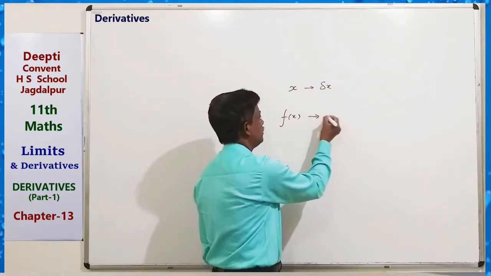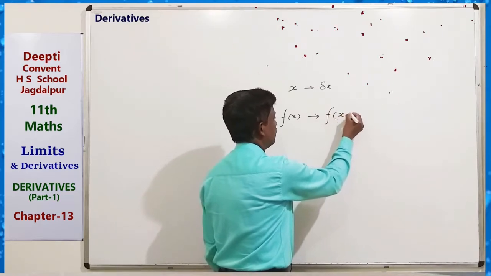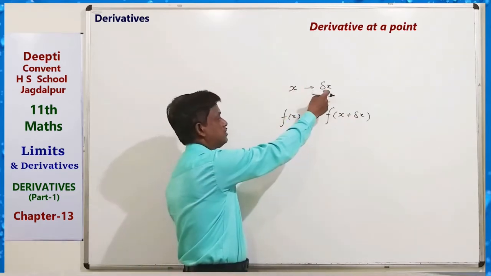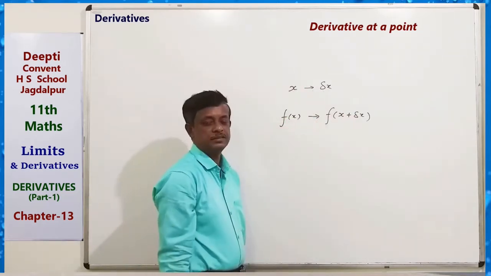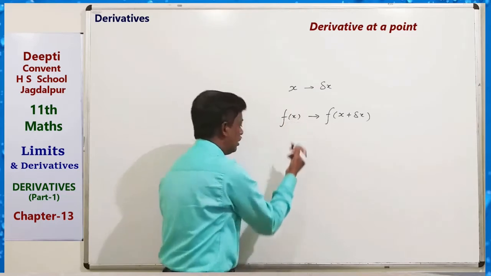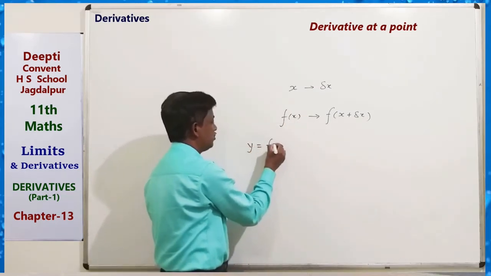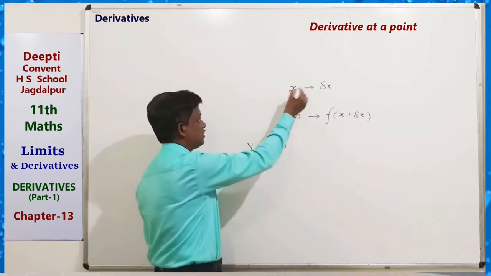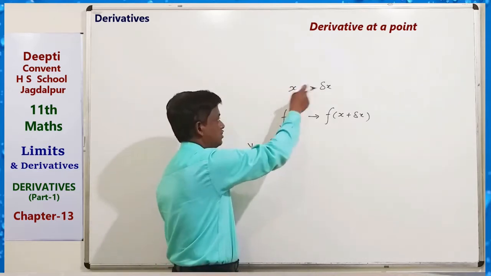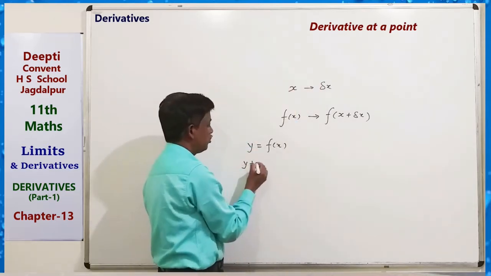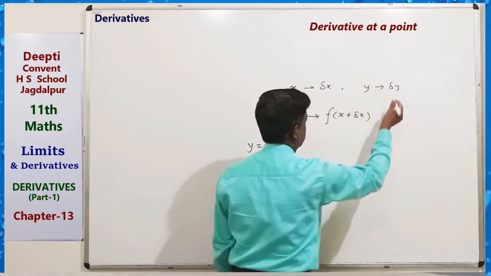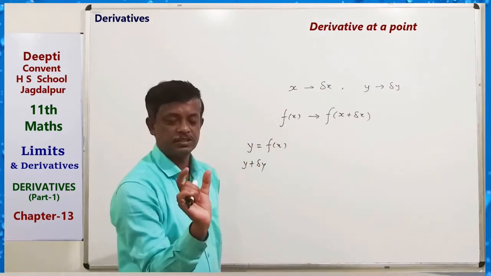Then what will be the change in f(x)? The corresponding change is this: the change in x, and the change in f(x), like this. Clear? Also, we can write y equals f(x). If there is a small change in x, delta x, then there will also be a small change in y, a small increment, delta y.